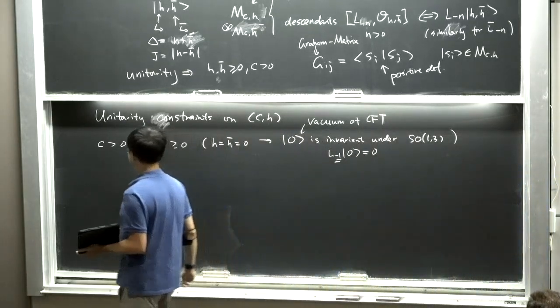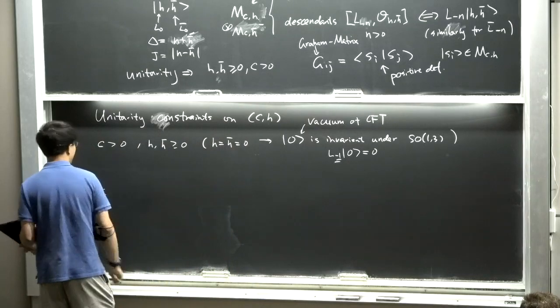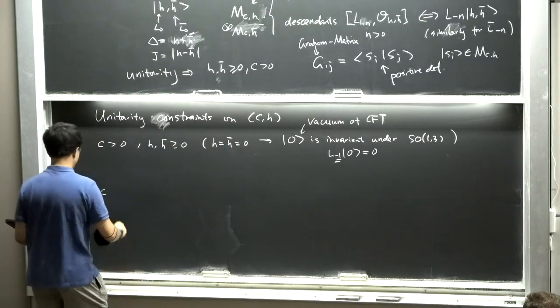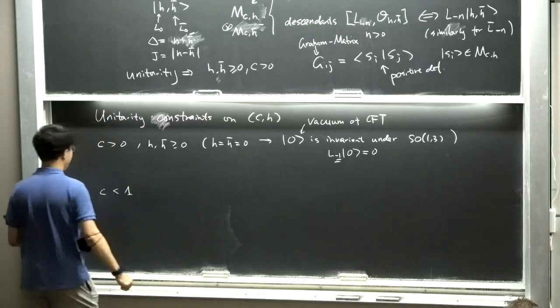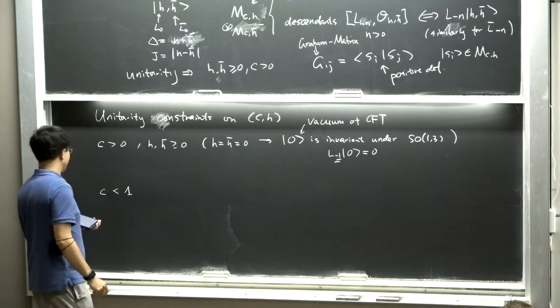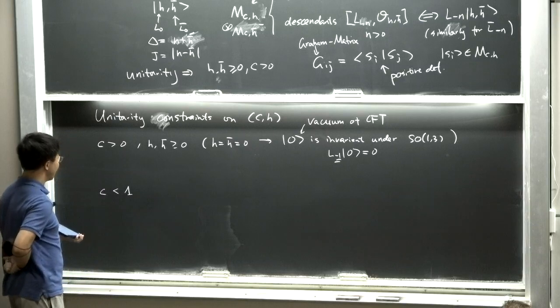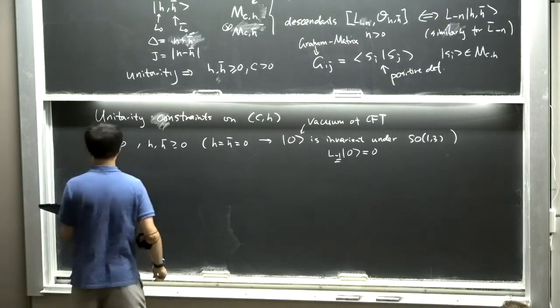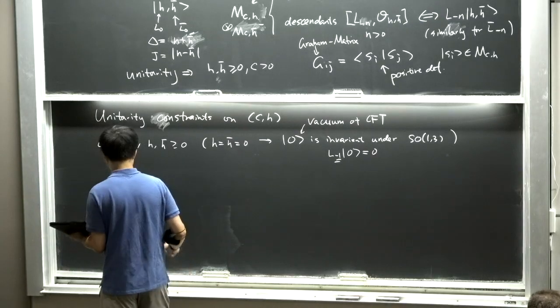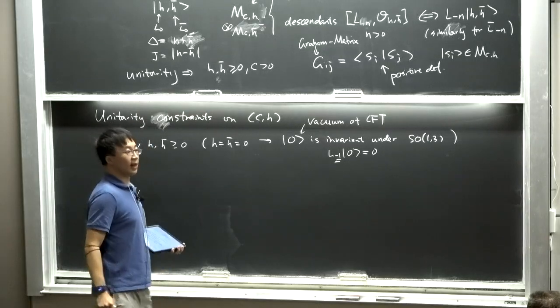The constraint from unitarity is more interesting when the central charge is small. I will not be exhaustive in the constraints, and you can find some of the discussion in the notes I sent and in the references that I put in the Google Drive. Yeah, question, yes.